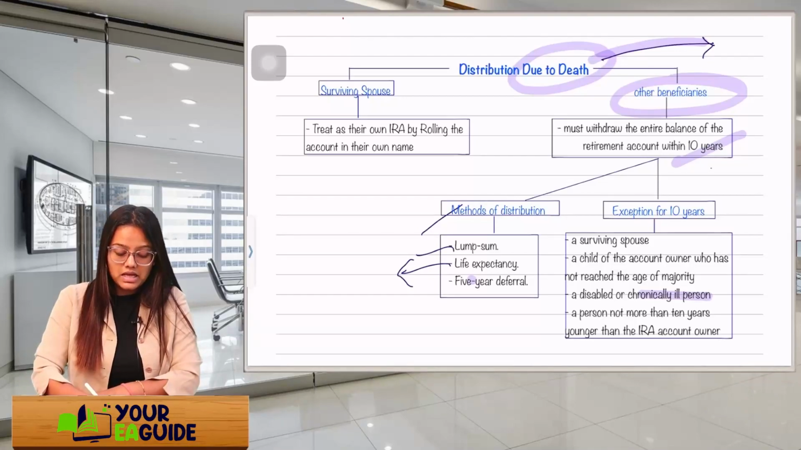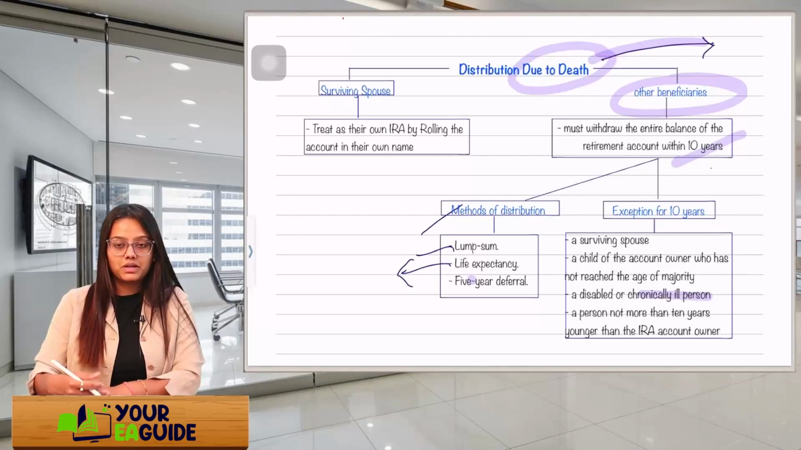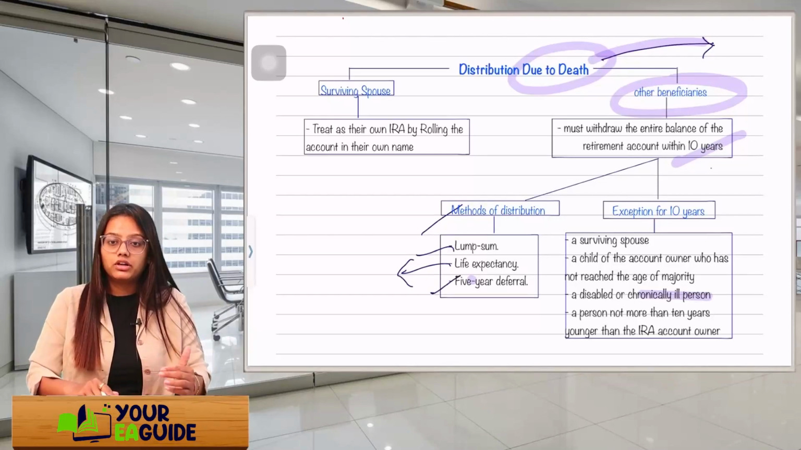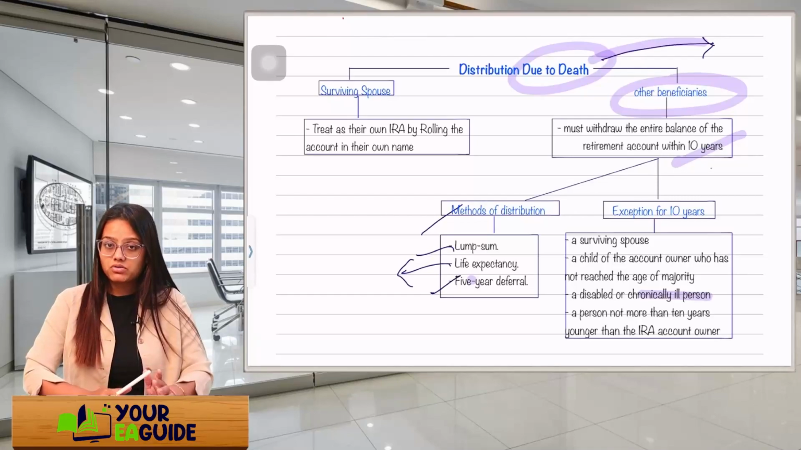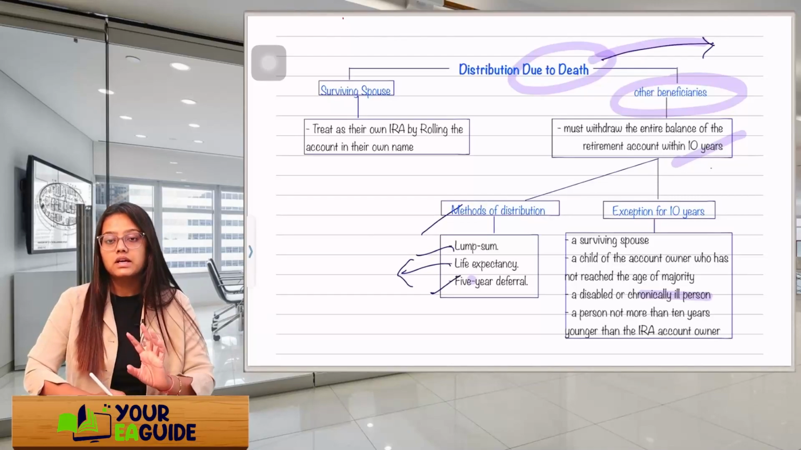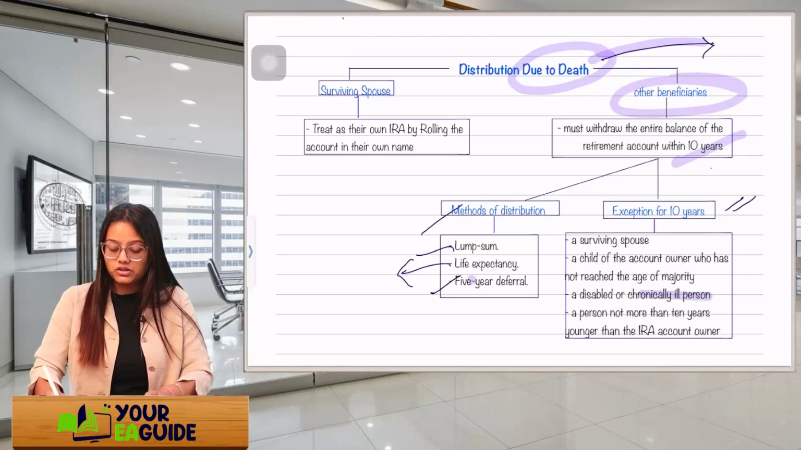Okay, so one is lump sum, you can withdraw it. Second, you can receive the income through life expectancy, a little bit of amount every month. And the third one is 5-year deferral. For the next 5 years you can defer it and then start the withdrawal. Okay, for a spouse it's very easy, no need to withdraw it. If she wants, she can withdraw, else she can just convert it into her own name. That's it.